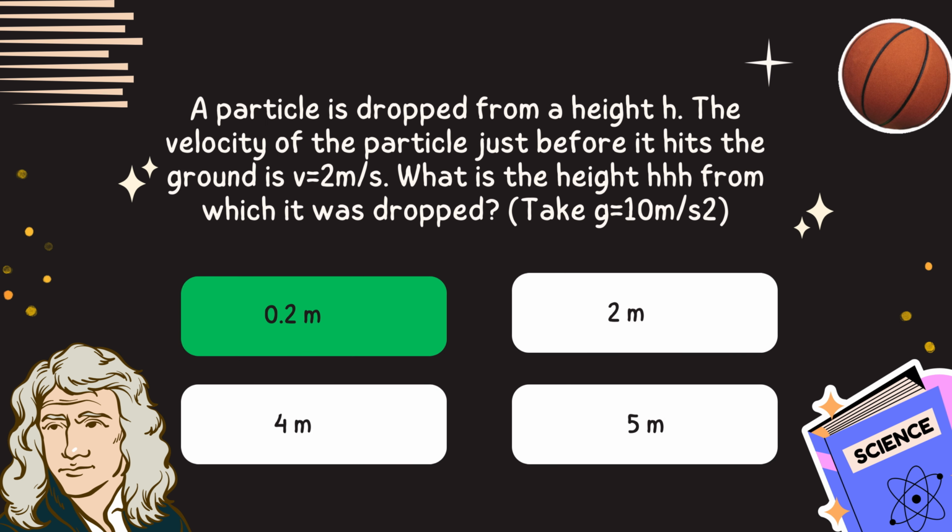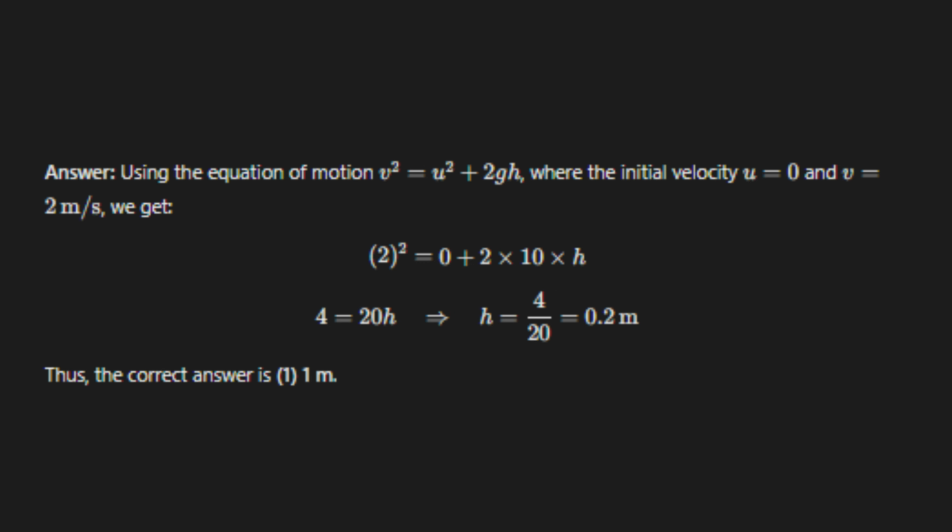Correct option is 1 meter. To find the height h from which the particle was dropped, we can use the equation of motion under gravity. Given final velocity v equals 2 meters per second, initial velocity u equals 0. Since the particle is dropped, acceleration due to gravity g equals 10 meters per second squared. The equation that relates velocity, acceleration, and distance is v squared equals u squared plus 2gh. Substituting the given values, h is solved. The height h from which the particle was dropped is 0.2 meters.